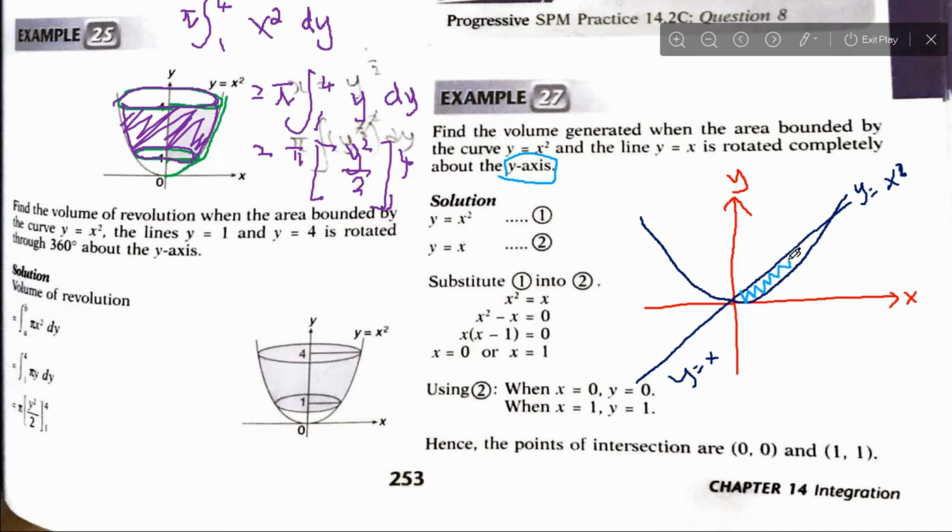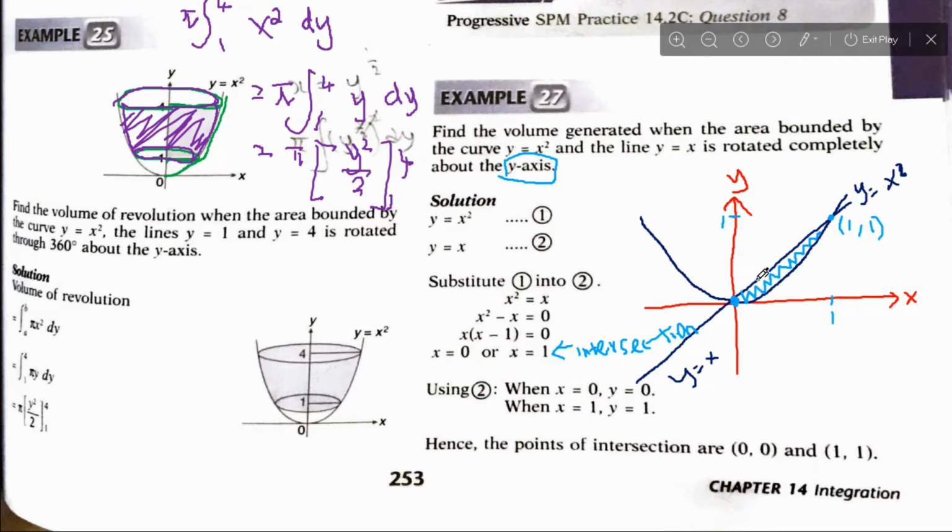The area enclosed by the two is here. First step, we have to find the intersection points of the curve and the line. So we substitute y equals x into the curve, then you will have x squared equals x. Solve this: x equals 0, x equals 1. So these are the intersection points. First is x equals 0, this one, and x equals 1 here. For the coordinate of this point, put 1 into this equation, so y equals 1 also. So this is 1, this is 1.